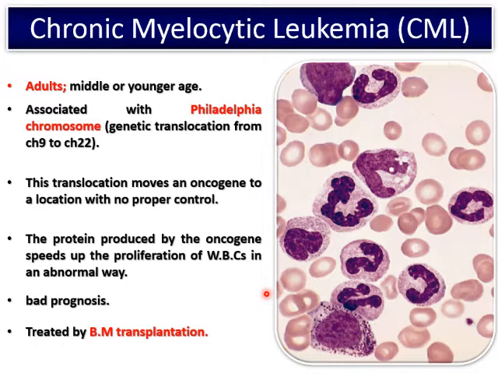This type has bad prognosis and is treated only by bone marrow transplantation. So leukemia may be either acute or chronic. Acute arises from immature cells, either in the form of acute lymphoblastic leukemia or acute myeloblastic leukemia. But chronic leukemia arises from mature cells, and it may be chronic myelocytic if it arises from mature myelocytic cells, or chronic lymphocytic if it arises from mature lymphocyte cells.